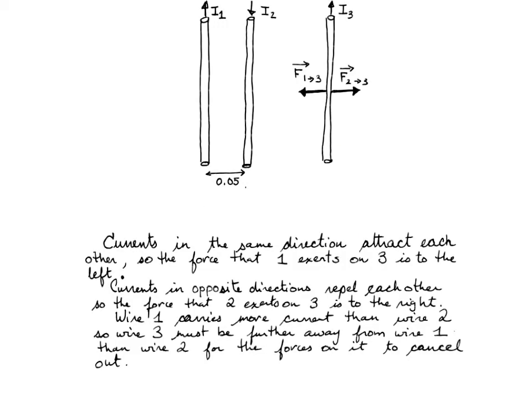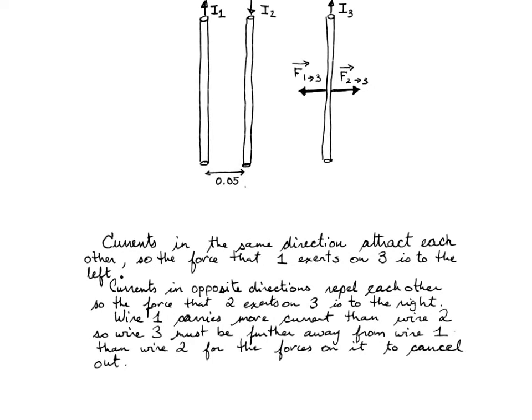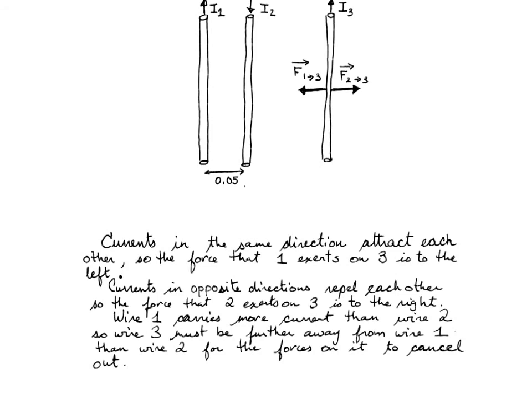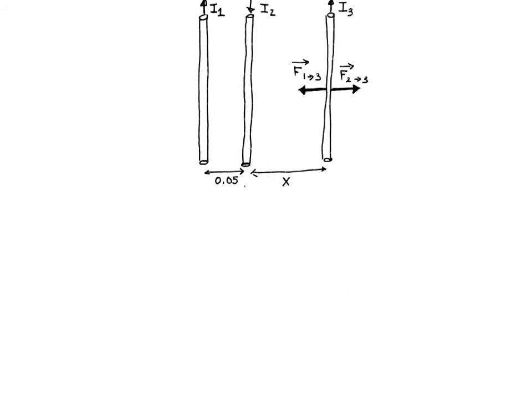Then we draw the forces on our picture. The force that 1 exerts on 3 is an attraction, and the force that 2 exerts on 3 is a repulsion. Finally, we also have to explain that wire 1 carries more current than wire 2, so wire 3 must be further away from wire 1 than wire 2, so that the forces on it can cancel. I'll leave the picture up there, and I'll call the distance between wire 2 and wire 3 x.